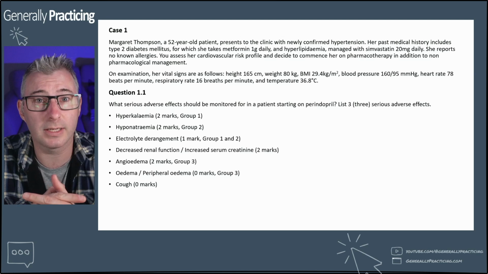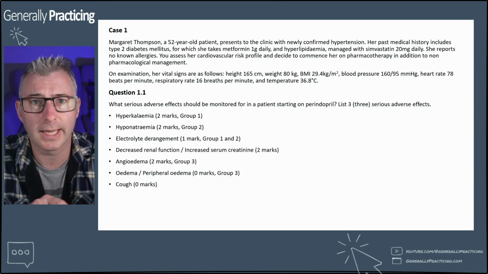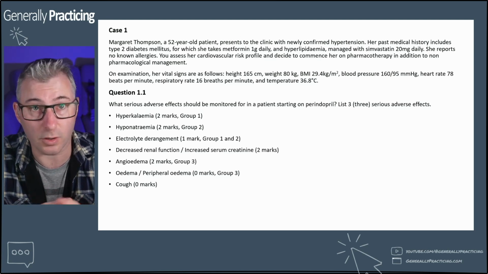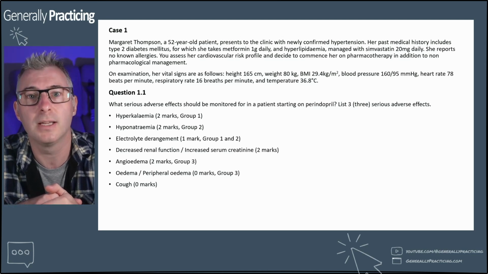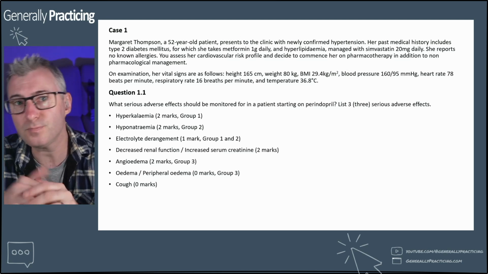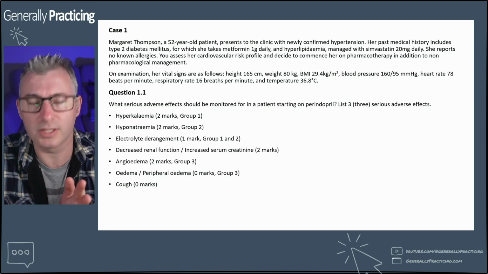If you were to specify decreased renal function or increased serum creatinine, again, that would be worth 2 marks. And angioedema. Unfortunately, well, fortunately not overly common, but unfortunately common enough that it is something you do have to warn patients about, and again would be something that I think would be worth those 2 marks. Now, 2 marks for angioedema because it does have more serious implications to it.